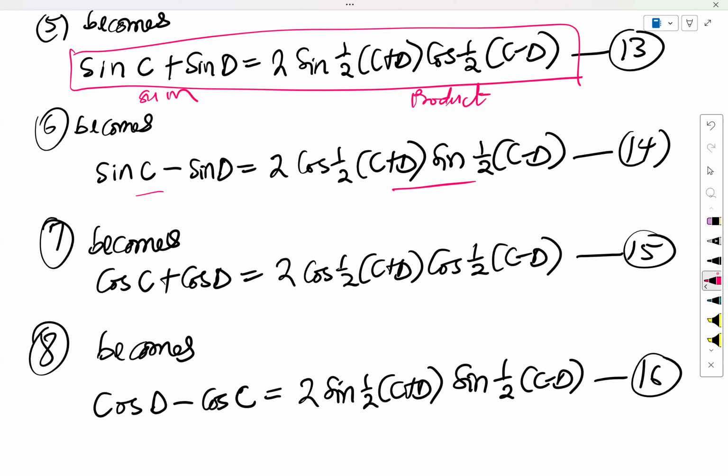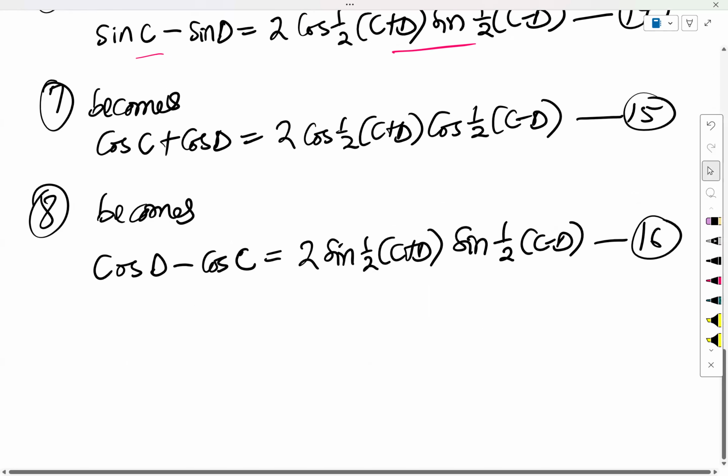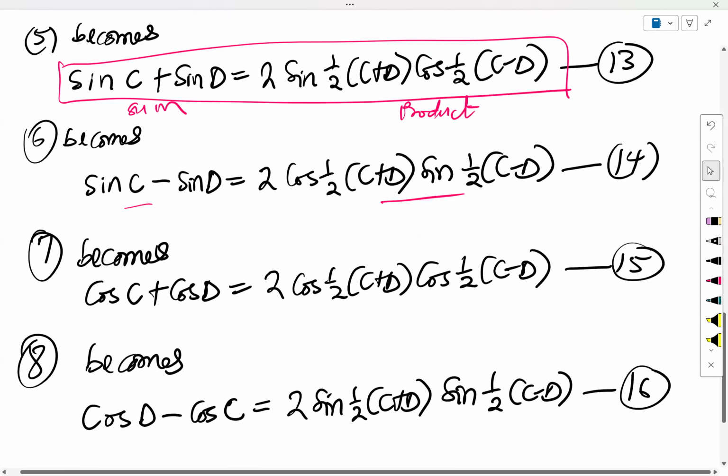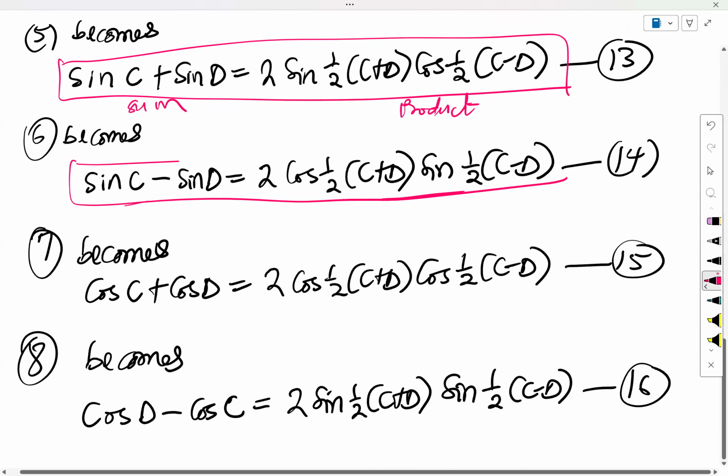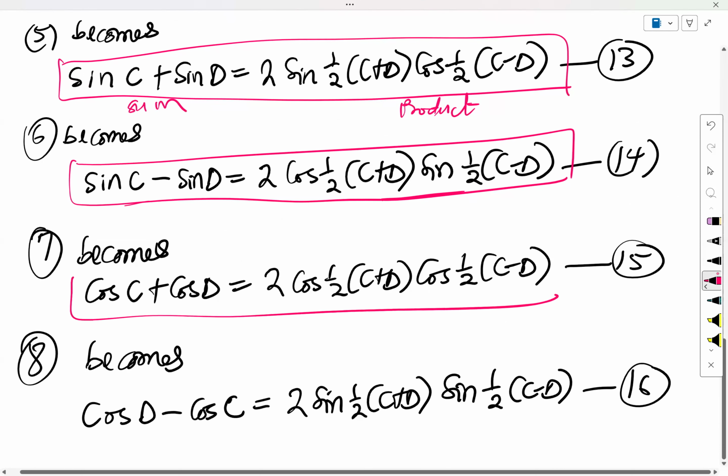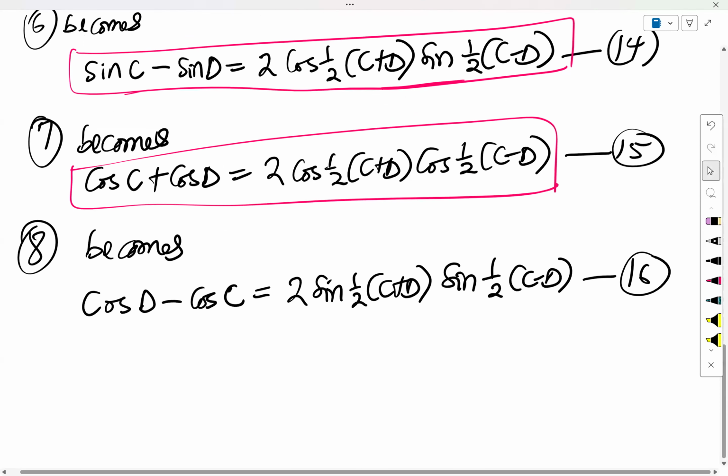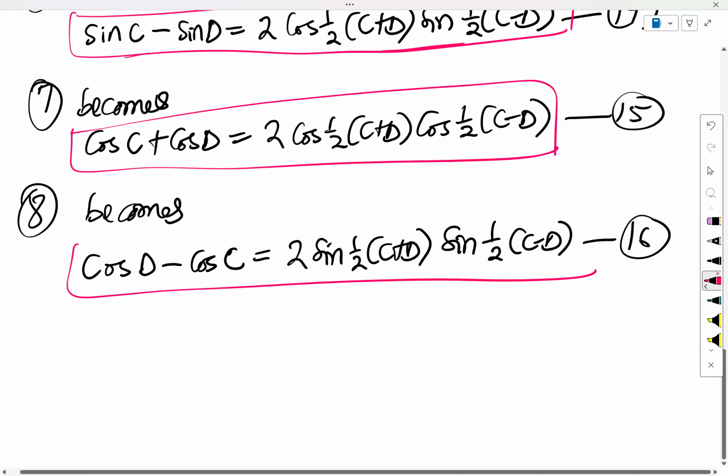Now, minus is technically a sum, right? Difference is technically a sum, except that it is in the reverse. So we consider it basically as a sum. So cos D minus cos C, this is another expression in the sum and product formula. And then this is the last expression here.